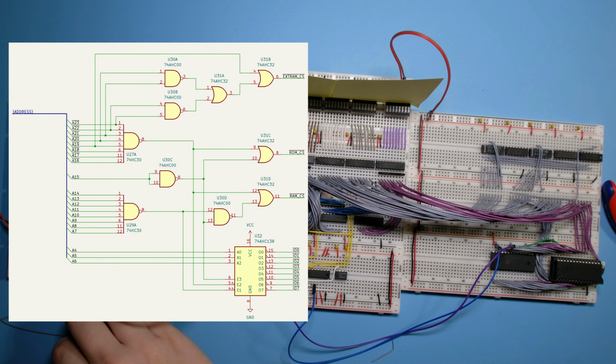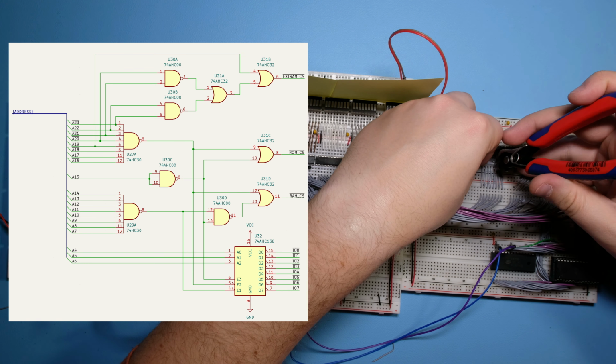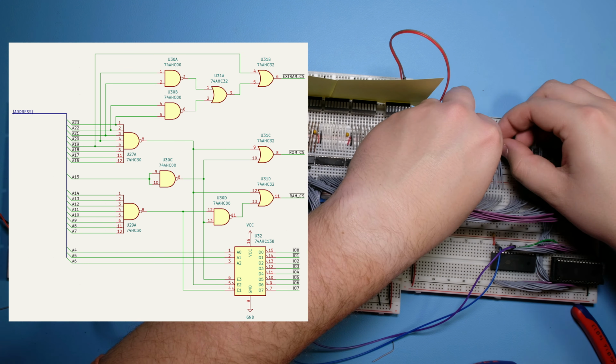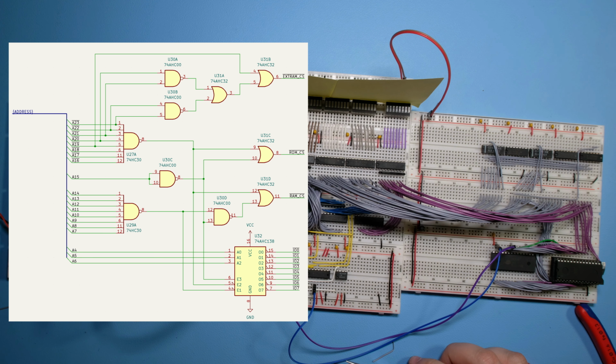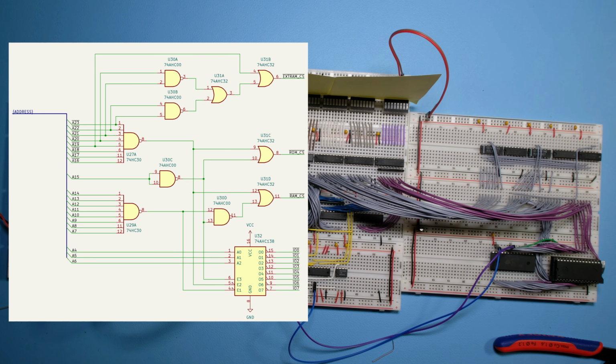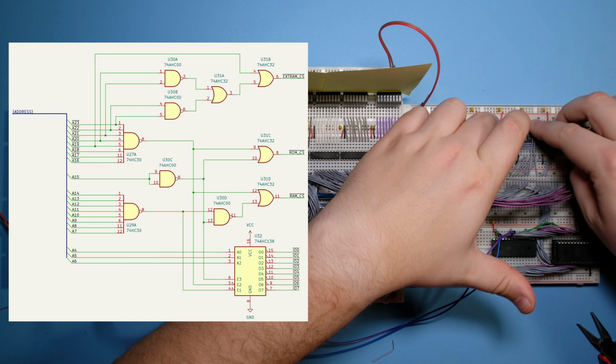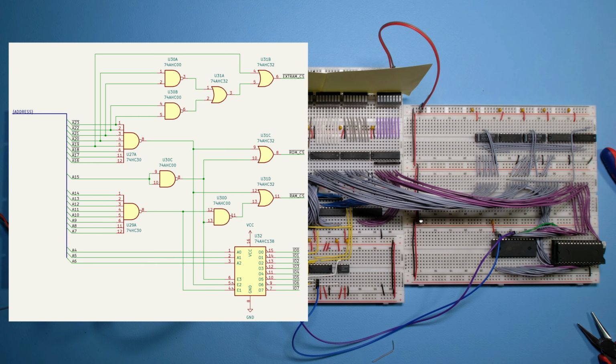There you go. Then we need A19 to the OR gate. And finally, for the address pins, we need A4, 5, and 6 connected to the 138. There we go. So these are all the address pins connected. Now let's connect the rest of the gates.